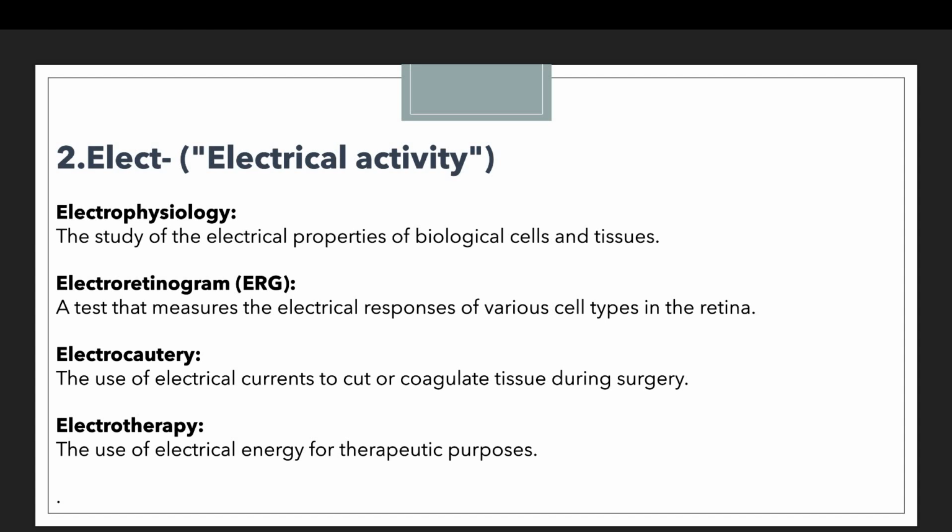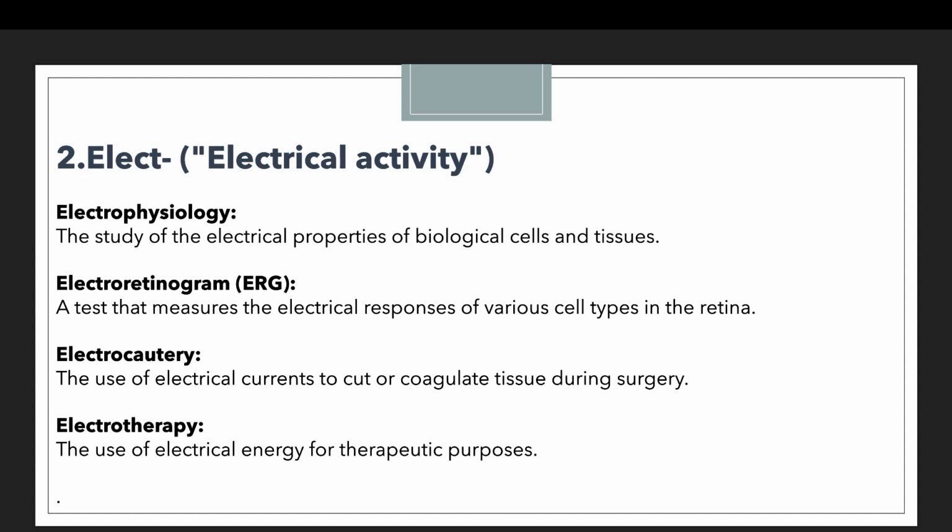So you can see the first example is electrophysiology. Now what is electrophysiology? Electrophysiology is the study of electrical properties of biological cells and tissues. So whenever we want to study something related to biological cells and tissues, we are supposed to study the electrical properties, and that type of study is known as electrophysiology. Got it? Fine.